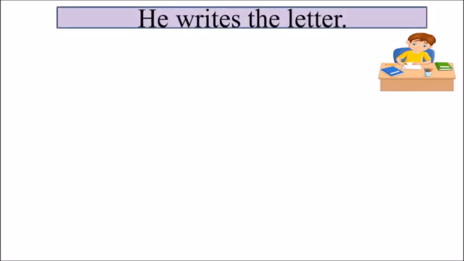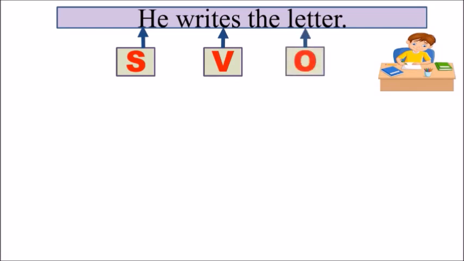Children, let's study how to turn an active voice sentence into passive. First, we have to find the subject, verb, and the object. He writes the letter. He is the subject. Writes is the verb. What is the object? The letter.